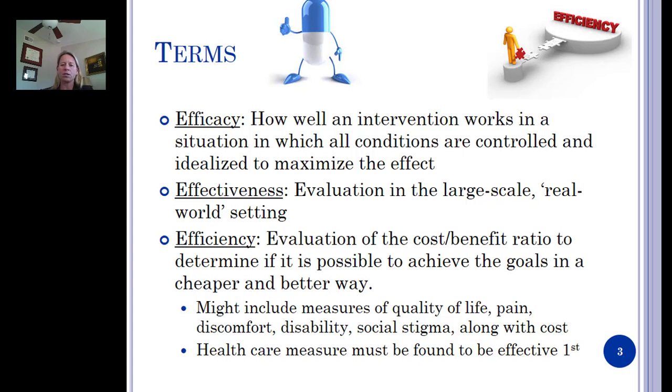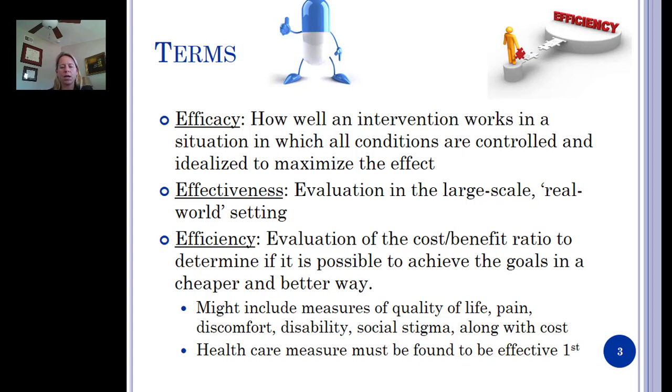I think it's important to step back and refresh our memories regarding different terms that we use. So efficacy is a term that essentially describes how well an intervention works in a situation in which all conditions are otherwise controlled, and it's in the idealized setting. So efficacy is what we measure when we perform a randomized clinical trial. That's different from effectiveness, which is evaluating an intervention or a program at a larger scale in a real-world setting or the real-world scenario. It is effectiveness that we are ultimately most interested in from a public health perspective.